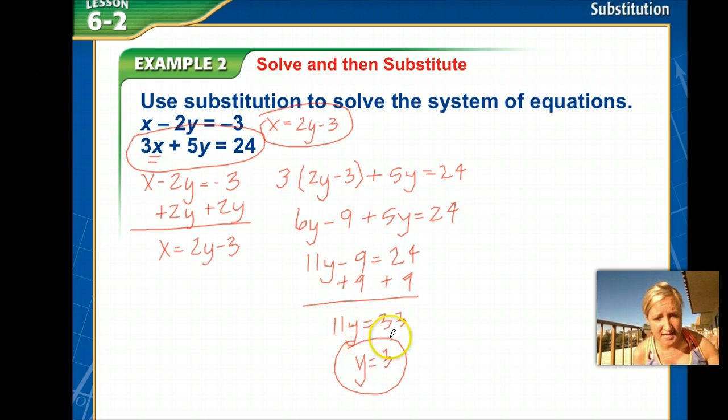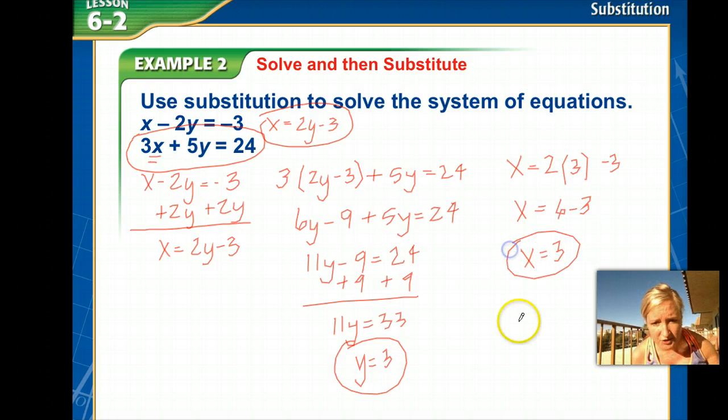And now my next step is to go back and substitute and figure out what my x equals. I'm going to use this equation right here. So x equals 2 times 3, because that's what my y equaled, minus 3. So x equals 6 minus 3, so my x equals 3. So these two lines intersect at the coordinate (3, 3).